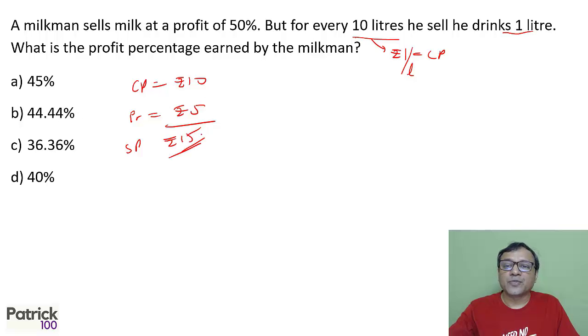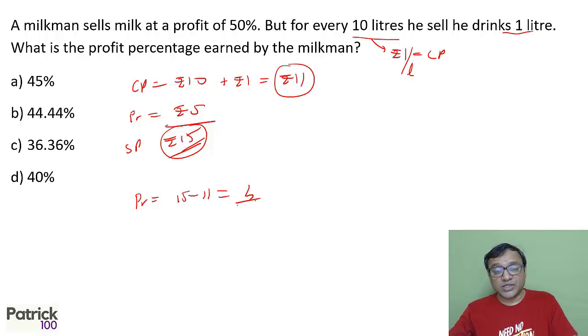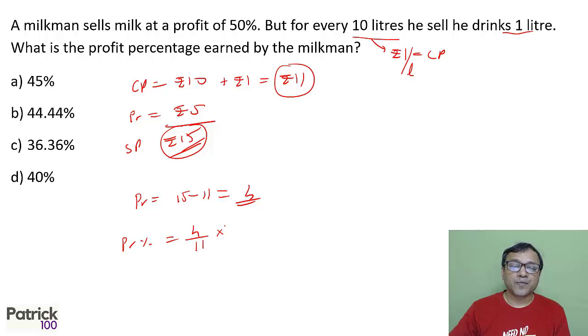10 plus 5, 15. But he also drinks 1 liter. So his cost price becomes 10 plus 1, 11 rupees. So cost price 11, selling price 15. The actual profit he makes is 15 minus 11, which is 4 rupees. So profit percentage will become 4 out of cost price 11, which is 36.36%. C option is the answer.